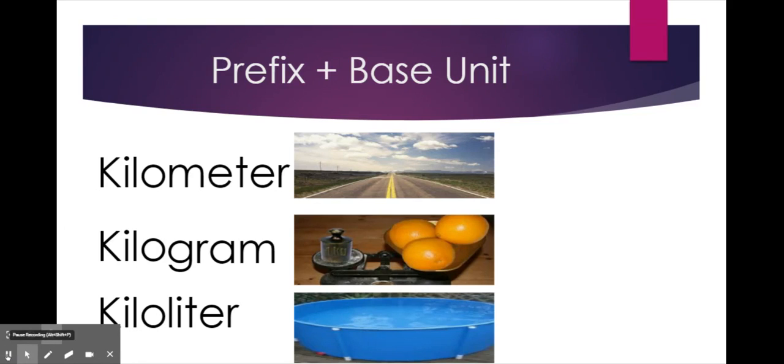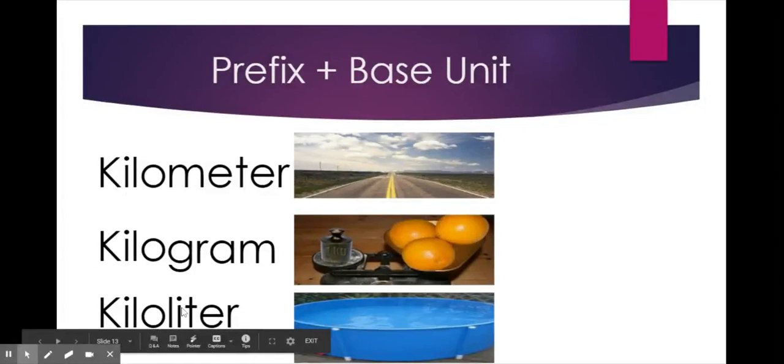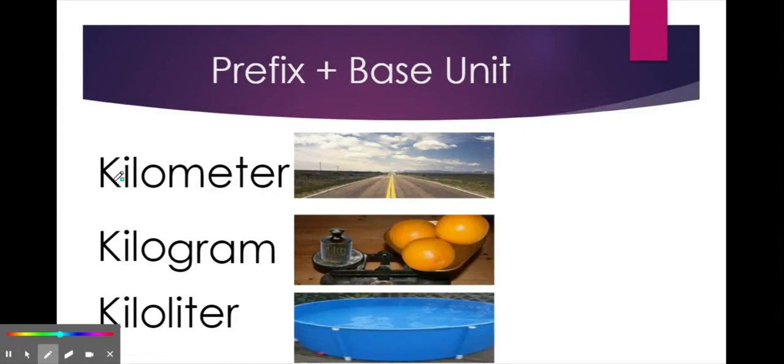Here is an example of prefixes added to base units. We have kilometer, which is used for distance or length, kilogram, which is used for the mass, and kiloliter, which is volume. Here you can see where we have our prefix, kilo, remember it stands for 1,000, and then we have our base unit. We have meter, gram, and liter.